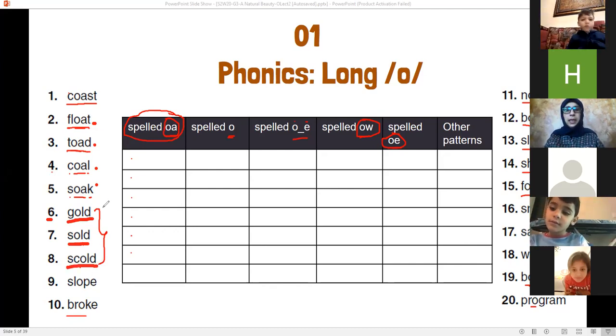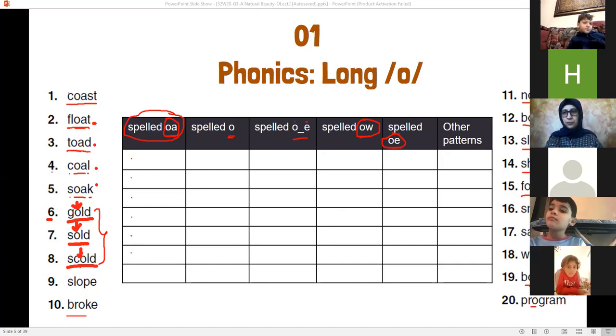Cold, excellent. Can you hear the long O sound in gold? Cold. Yes, we can hear it. What are the letters that are making the long O sound? Only the letter O is making the long O sound, right? Yes, because it is a vowel. But here, in the previous words, I have O and A. In this group of words, I only have O, okay? Thank you.